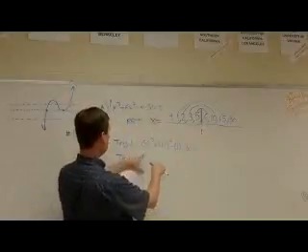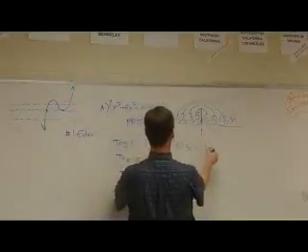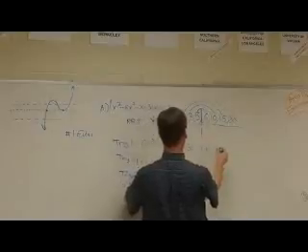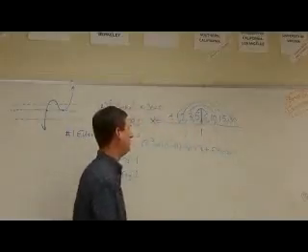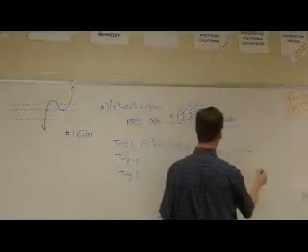What's 1 cubed? 1. That's 1. What is 6 times 1 squared? 6 minus 1 minus 30. And I see that the 1's cancel. That's nice. What's 6 minus 30? -24. -24. Okay, is that a root or not?